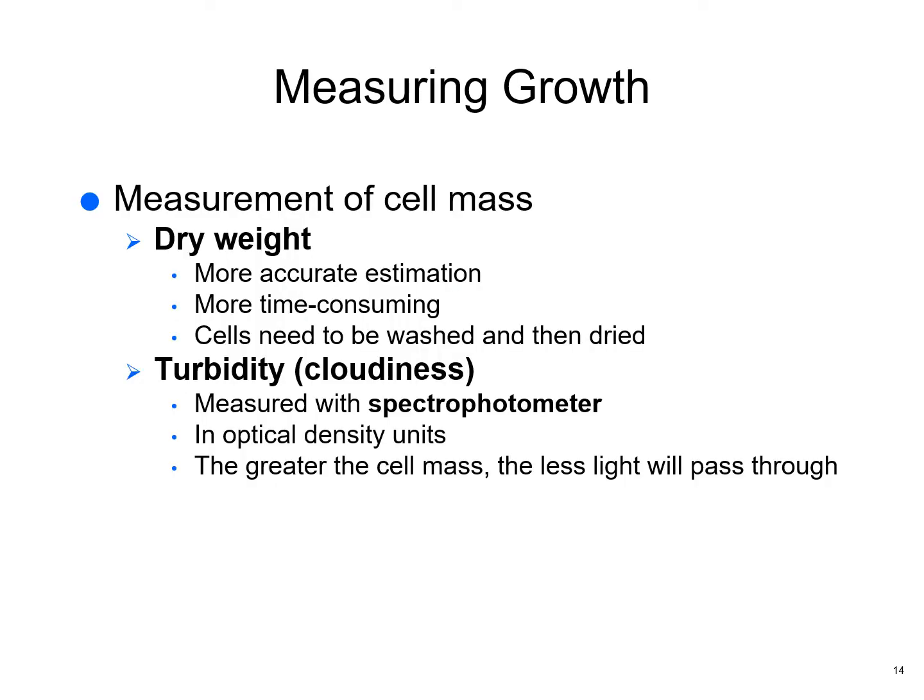Okay, measuring growth. You can measure the dry weight. This is the most accurate, time-consuming though. Turbidity, or cloudiness, can be numerized. You can put a number on it by putting a little drop on a spectrophotometer, and light passes through and it can calculate the mass per unit. You can get an idea of how much bacteria is in that drop.